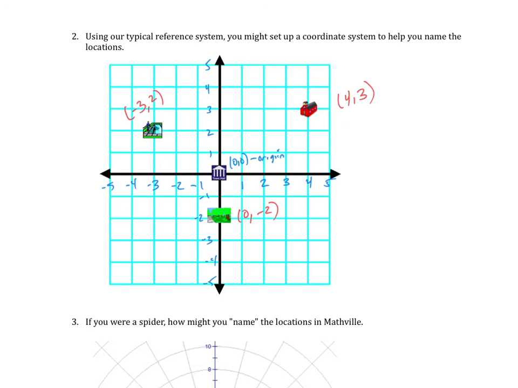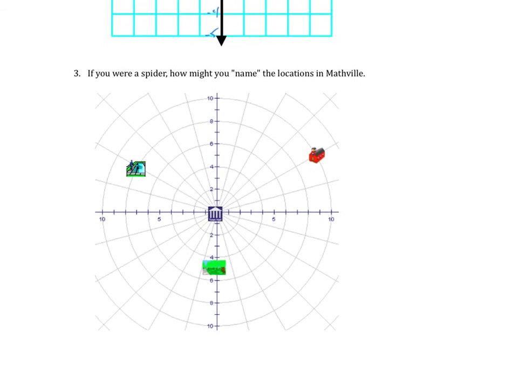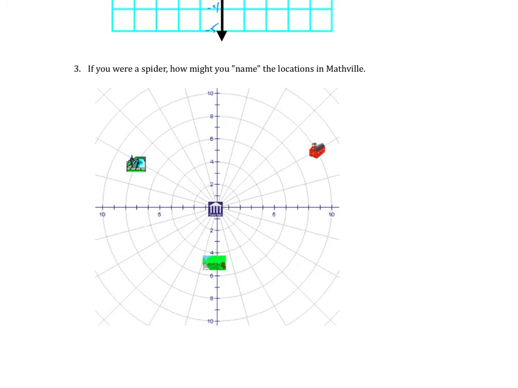Let's go on to number 3. So number 3 says, if you were a spider, how might you name the locations in Mathville? And a spider is at the center of the web and then can go out along the threads of the web. So here we have a different coordinate system. And what would we do here? So we need to think of how we would name things. So we can talk about distance from the center, which we're eventually going to call the pole. So that would be the distance going out along these various threads.